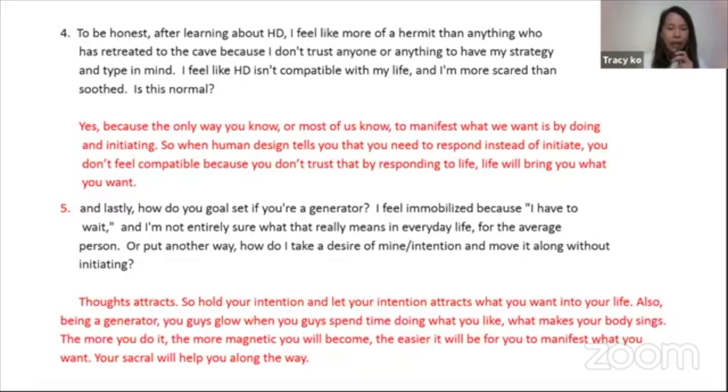Is it normal? Yeah, it is normal, because most of us, the only way that we know to manifest what we want is by doing and initiating. And now human design tells you that what you need to do is to respond instead of initiate. It's normal that you feel like it is not compatible with your life, and it's normal that you feel scared, because you have a lot of fear in your heart that you won't be able to manifest what you want in life. But I hope my earlier presentations will give you some comfort.